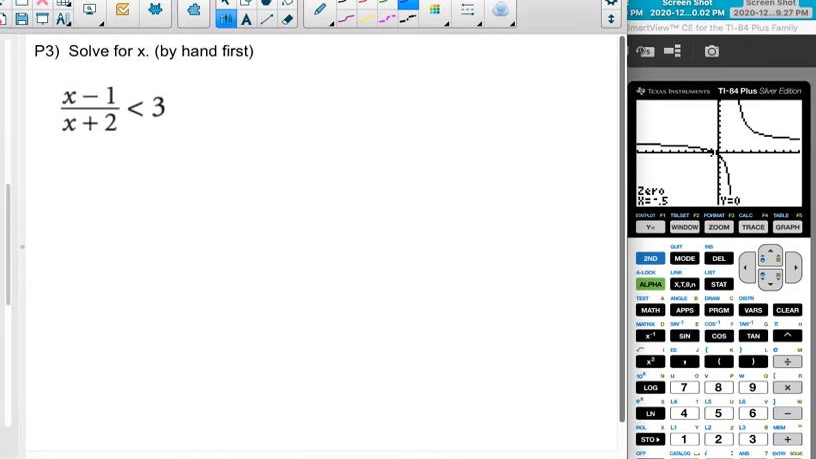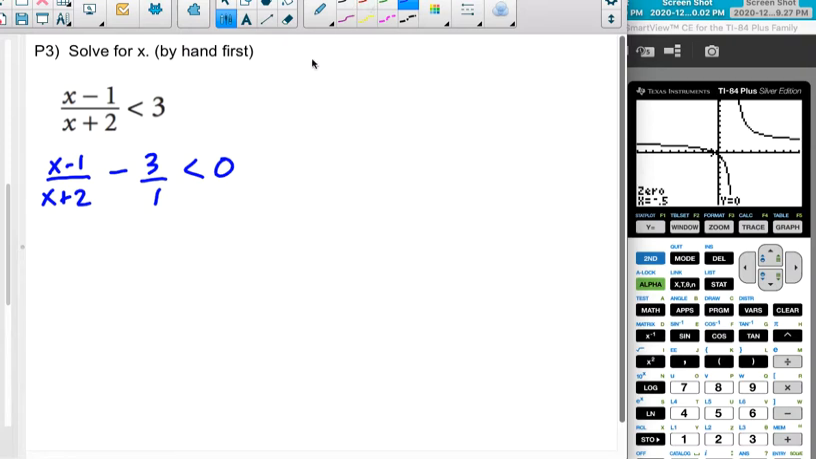All right, so go ahead and give this a try. You can do it my way or the book's way. I really don't care, but I personally am going to advocate for the way I do it, but it's your business. Okay, so the way that I would do this is I would move x minus 1 over x plus 2, I'd subtract a 3 over 1, is less than 0, right?